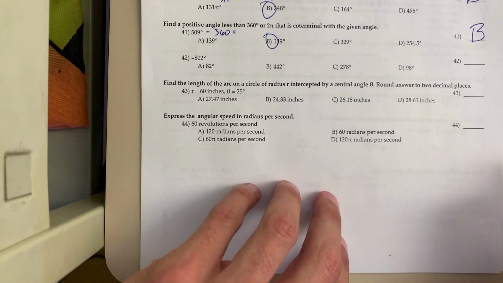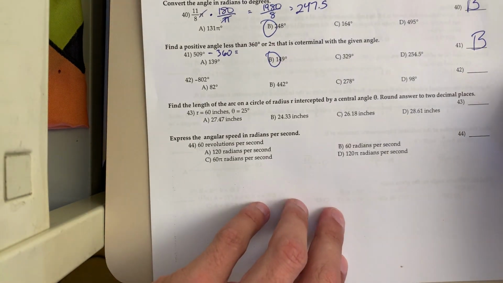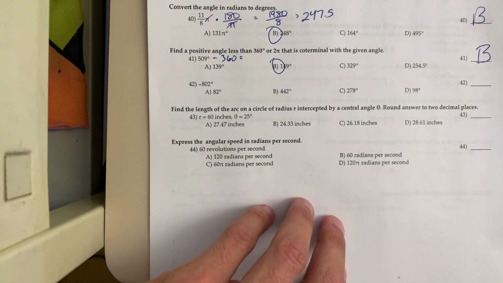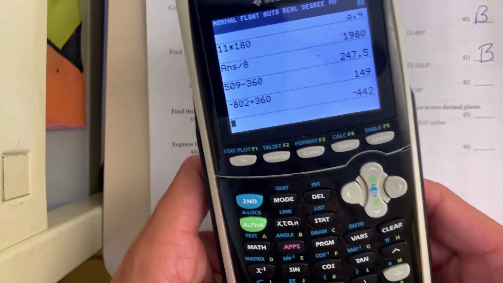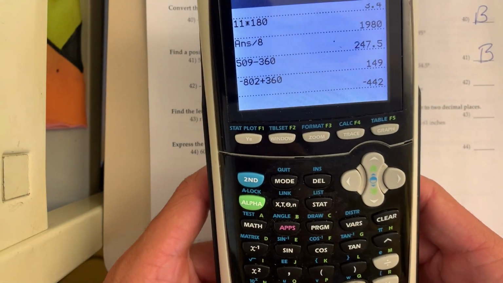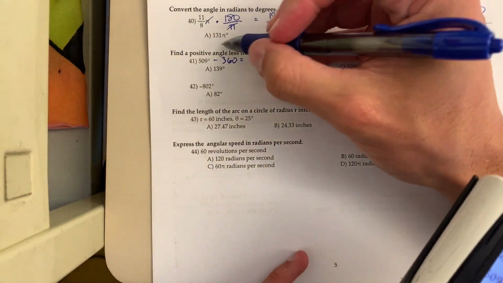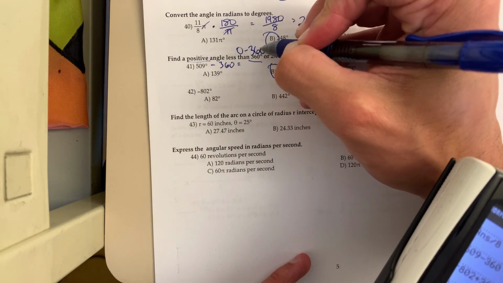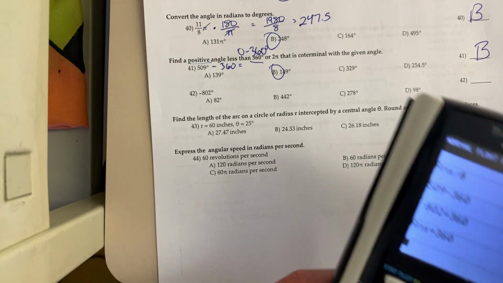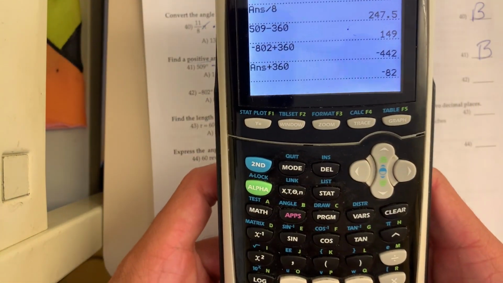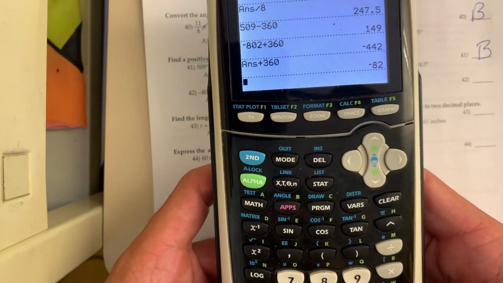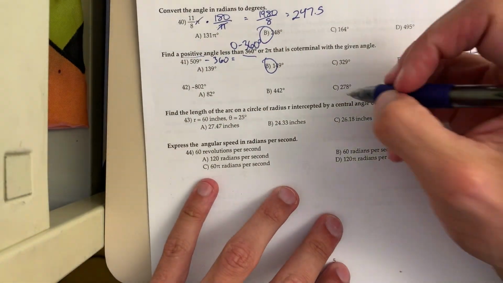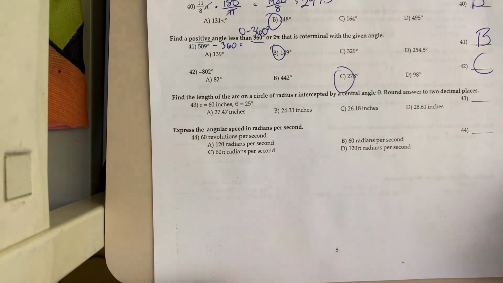And then same thing with 42. Now this is negative, right? So you could draw that, but again, it's just easier. Basically, what you do here is you keep adding 360 to it. Or again, if you know your multiples of 360, you can save yourself some time. But you need it to be positive but less than 360, so like a 0 to 360 degree range. Or if it's in radians, 0 to 2 pi radians. So negative 82 is not quite there, so I add 360 again, 278. Okay, so 278, answer C for that one.